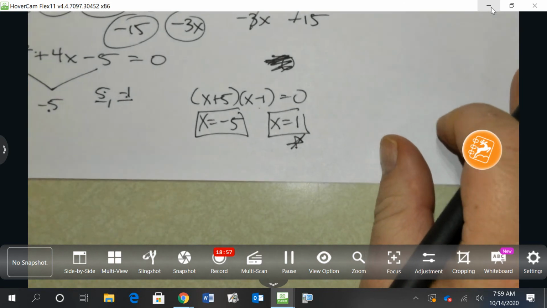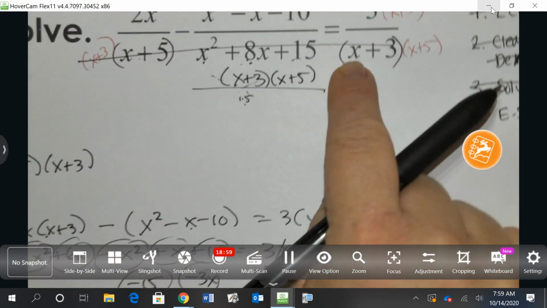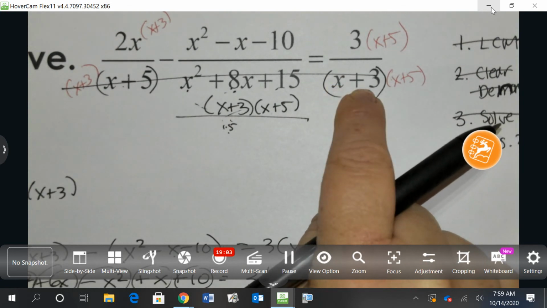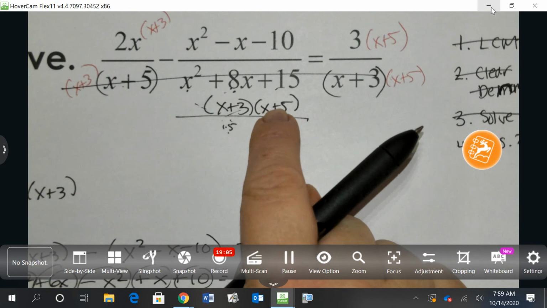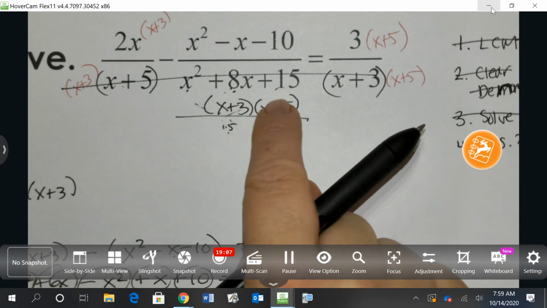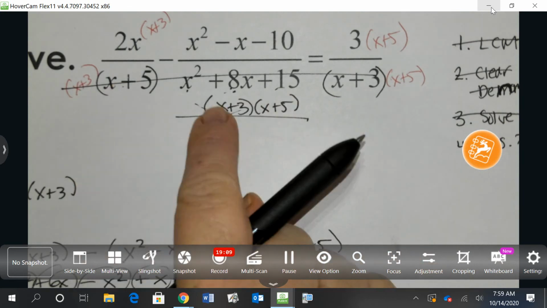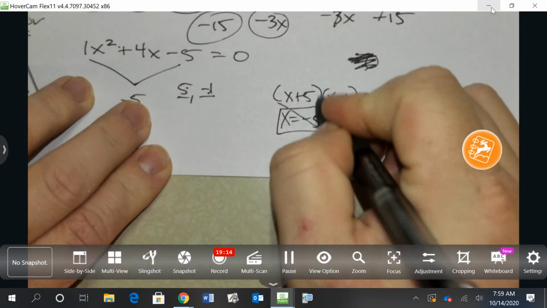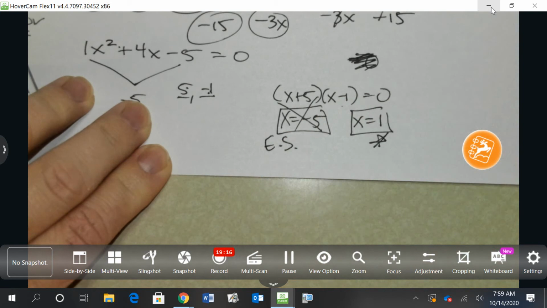Okay, let's try negative 5. It has a variable in the denominator, so I check it. Plug in negative 5. Nope, it's not 0. But when you plug in negative 5 to this part, we end up with 0. If any part of this is 0, automatically we identify this as an extraneous solution and we don't consider it.